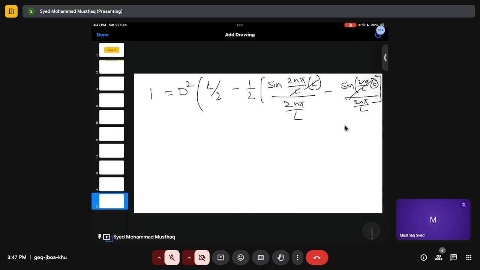L is cancelled, and we all know sine n pi is equal to minus 1 whole to the power of n. And for sine 2n pi, whatever the value of n, it is 0. Whatever values you put there, even if you put any integer, it will be 0. So this is also 0. Then what are we remaining with? We are left with d square L by 2, and d equals root of 2 by L.